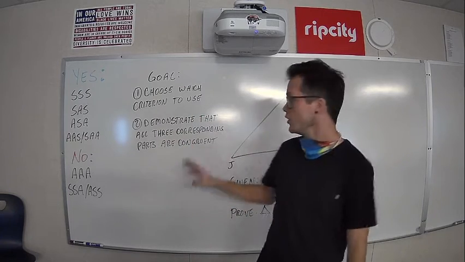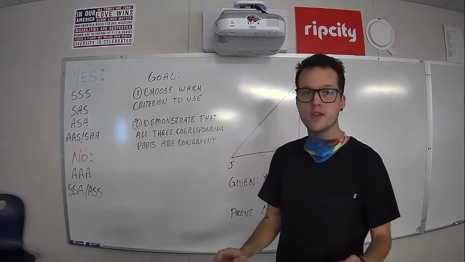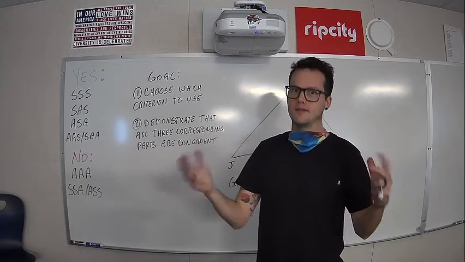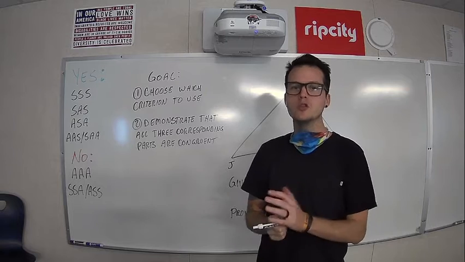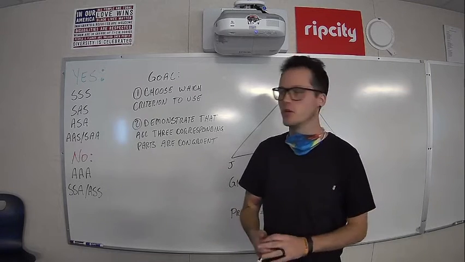So with that, you're going to look at your picture, try to figure out what you know, what you can figure out, and then determine, oh, hey, this one is side, angle, side. And then you can start to write up your proof. But make sure you know what your destination is before you even get started.